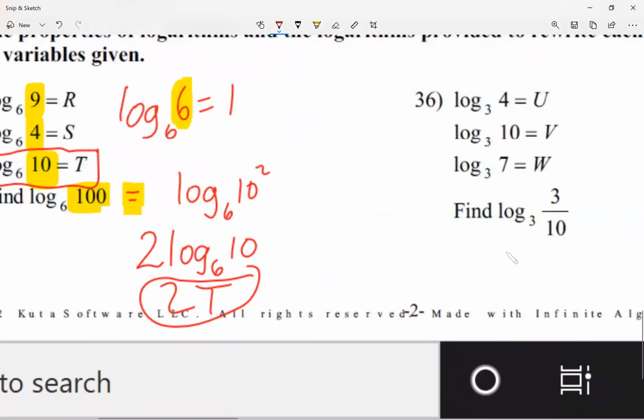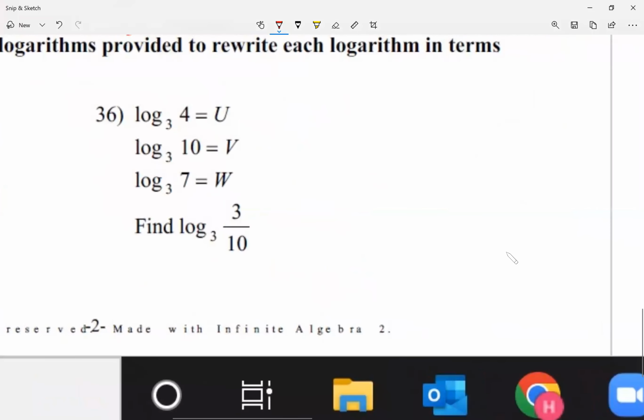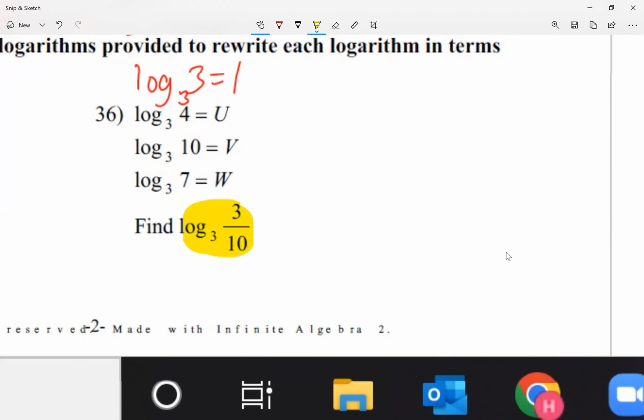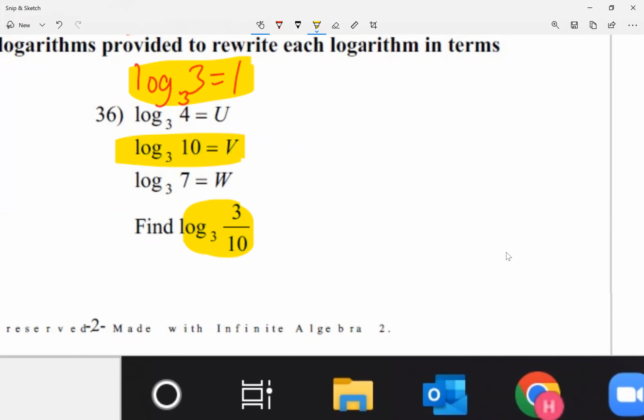Okay, so let's take a look at number 36. Don't forget that we always have the special case. So let me just write log base 3 of 3 is equal to 1. So I'm going to do log base 3 on all of here. And I need to finish with 3 over 10, all right? 3 divided by 10.